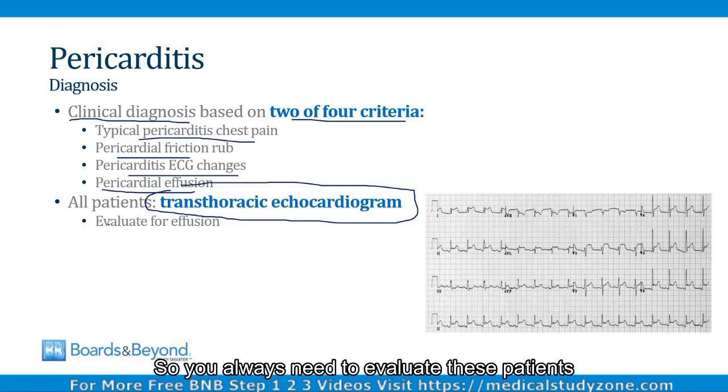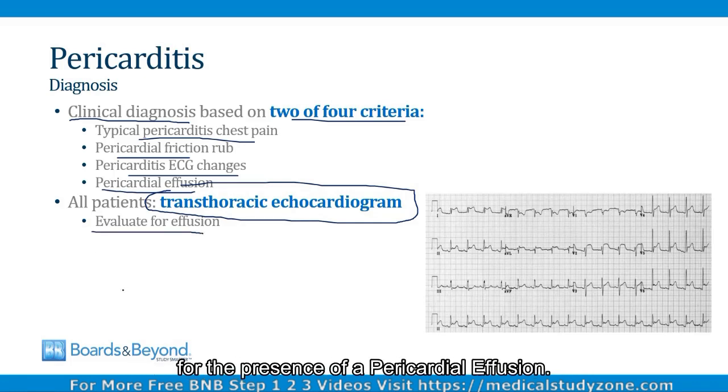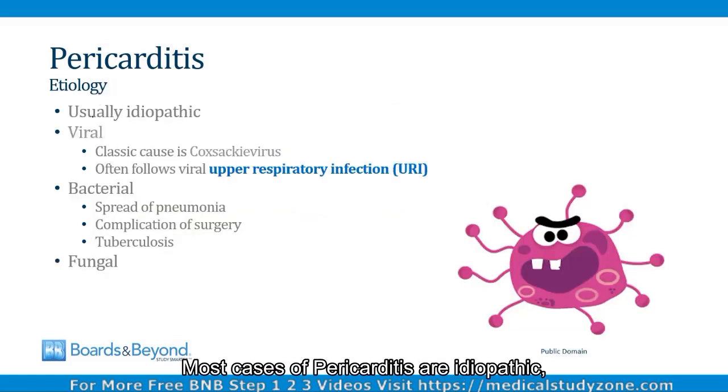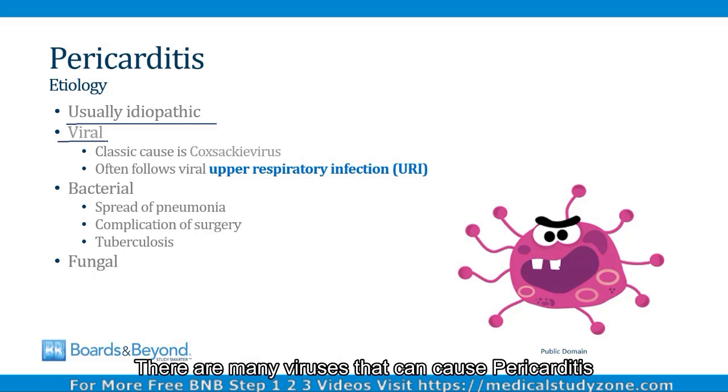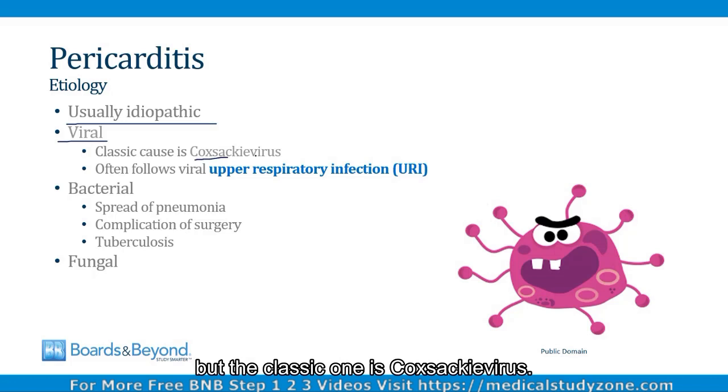So you always need to evaluate these patients for the presence of a pericardial effusion. Most cases of pericarditis are idiopathic, and we don't identify any single underlying cause or trigger. Another very common cause is viral. There are many viruses that can cause pericarditis, but the classic one is Coxsackie virus.